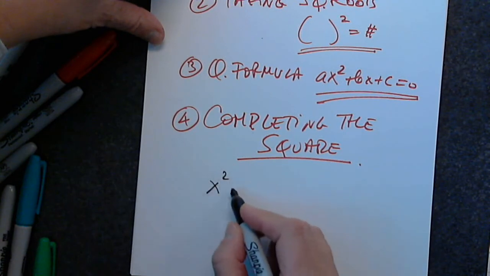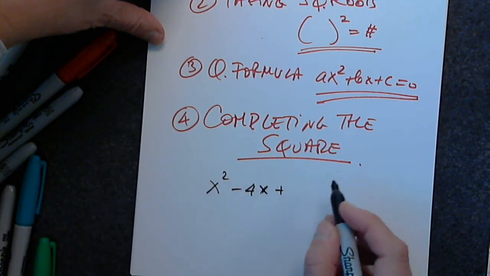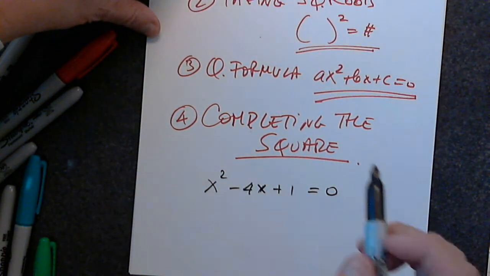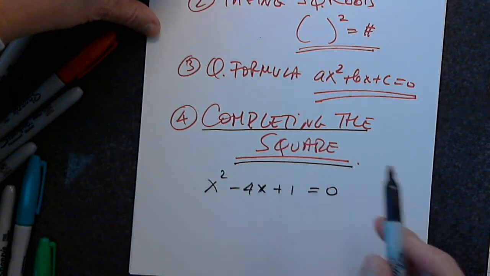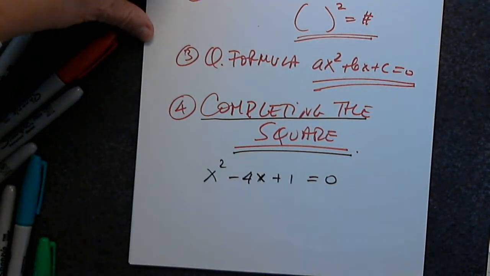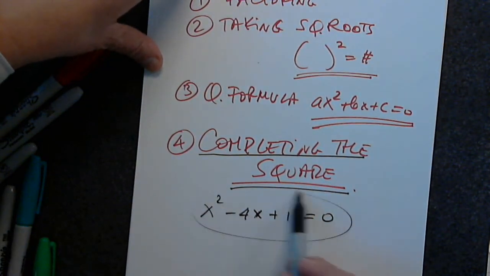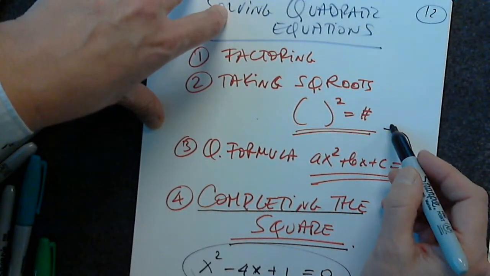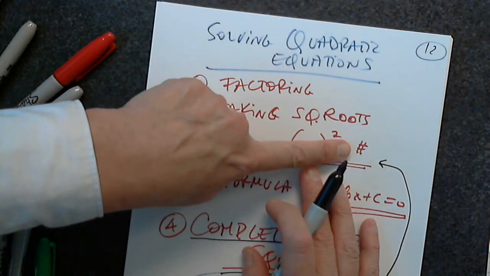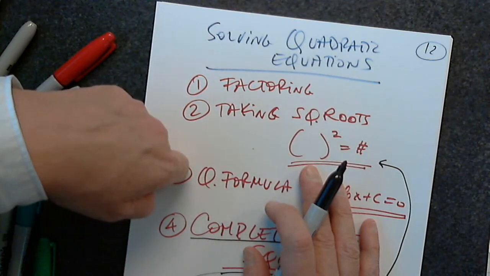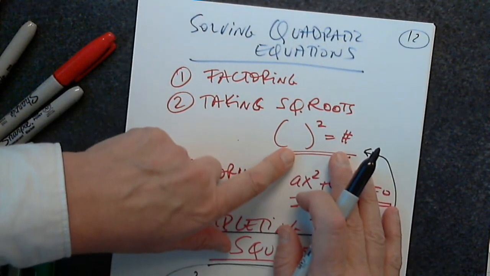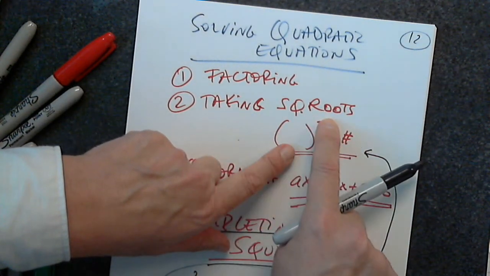So let's say we have the equation x squared minus 4x plus 1 equals 0. And let's say I am specifically asked to use the completing the square method. What does that mean? It means that I have to do something to this to make it look like this. Something with x squared and a number on the other side. And then you'll say, fine. So after you work so hard, you change this into that, then what? Then you have to use taking square roots.